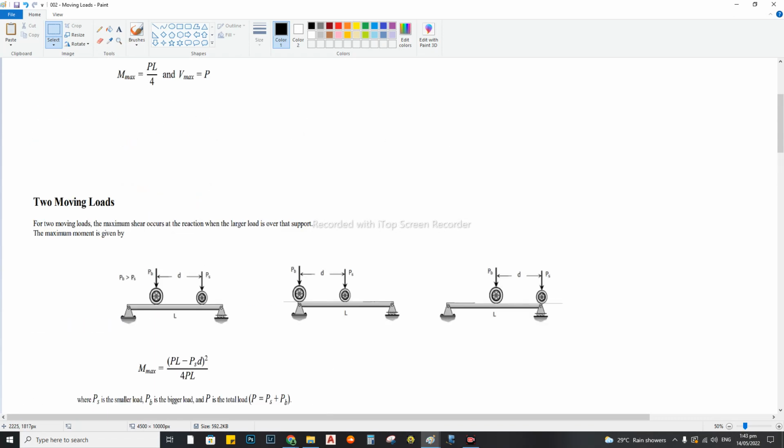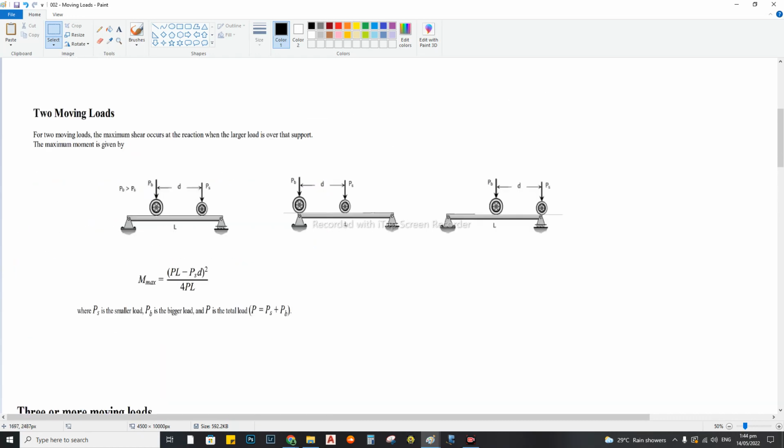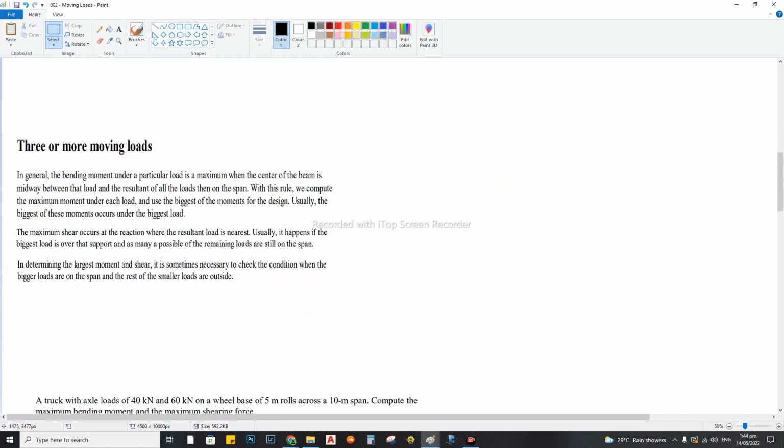So that is two moving loads. How about three moving loads? For three moving loads, it is the same as two moving loads, just with one more load. You determine the resultant, determine where the maximum bending moment occurs and under which load, and you get the maximum shear the same way. So that is the concept of moving loads: the loads move, and you get the maximum moment and maximum shear.